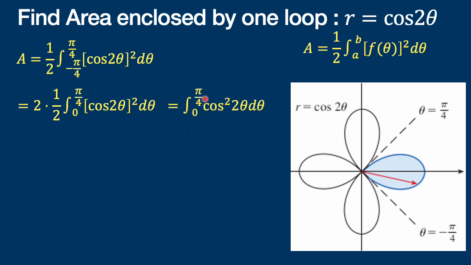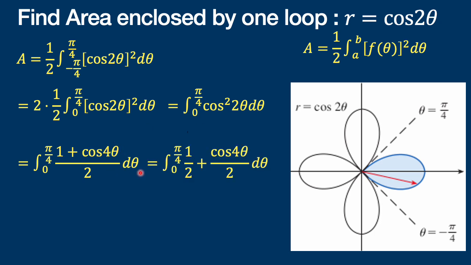0 to pi over 4, cosine squared 2 theta d theta. The power is even, so for this trigonometric integral you use the power reduction form. That's going to be 1 plus cosine 4 theta, over 2, d theta. Now you separate the denominator: 1/2 plus cosine 4 theta over 2, d theta. What is the antiderivative of 1/2? That's 1/2 theta. The antiderivative of cosine is sine, here with 4 theta, and you need a 4 in the denominator.